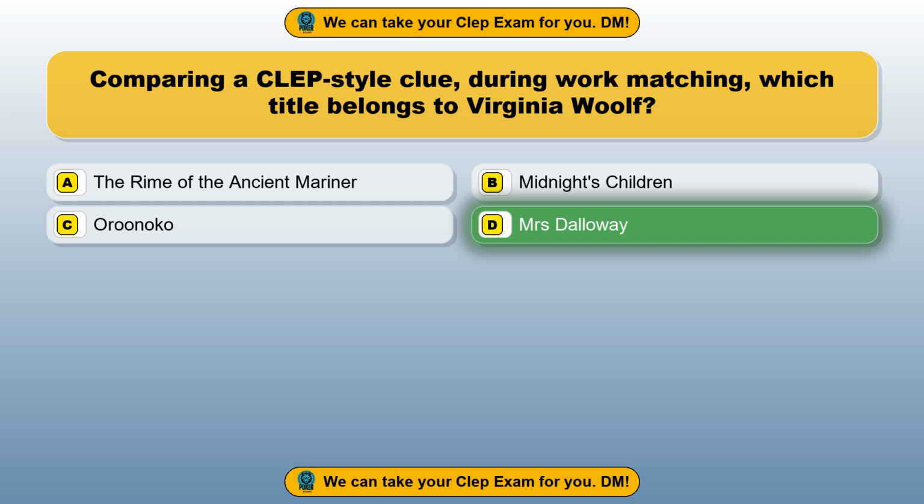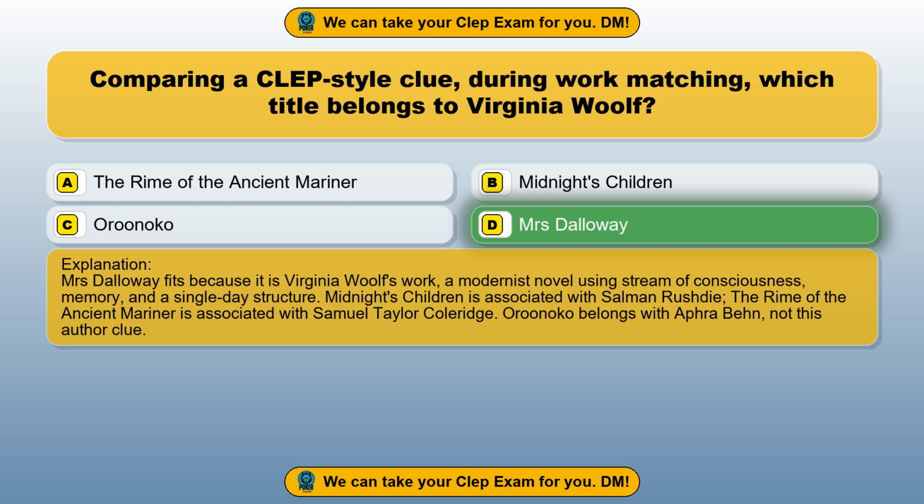Mrs. Dalloway fits because it is Virginia Woolf's work, a modernist novel using stream of consciousness, memory, and a single-day structure. Midnight's Children is associated with Salman Rushdie, The Rime of the Ancient Mariner is associated with Samuel Taylor Coleridge. Orinoco belongs with Aphra Behn, not this author clue.